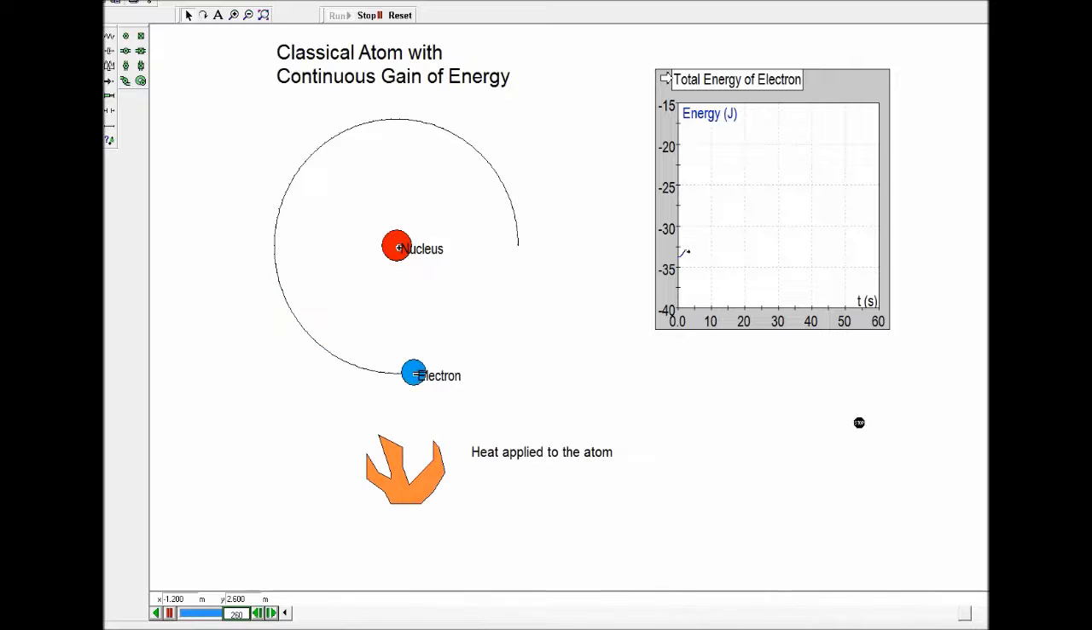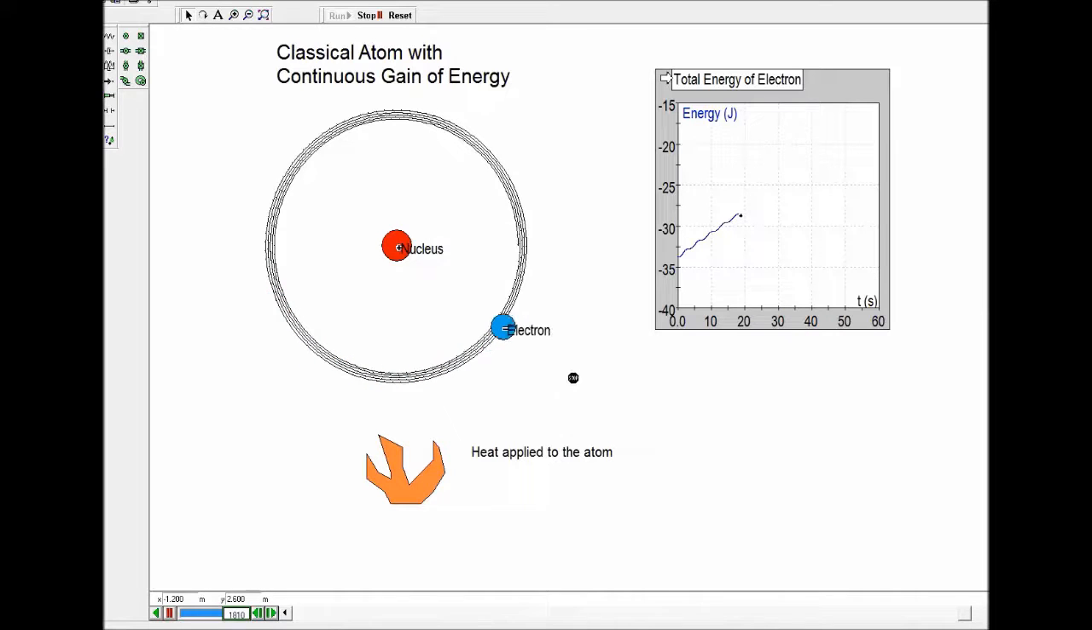Here's a picture of a classical atom, or a model, I should say, of a classical atom. In the classical models, there are no defined energy levels. So you can see as we're adding heat, the electron's orbit is expanding with each revolution. The electron's energy is gradually increasing. This atom is not bound by any quantum considerations.